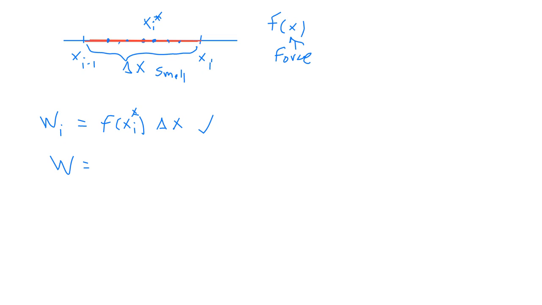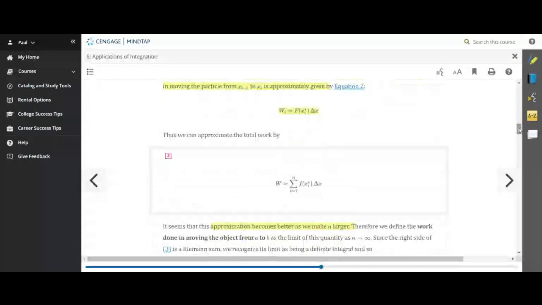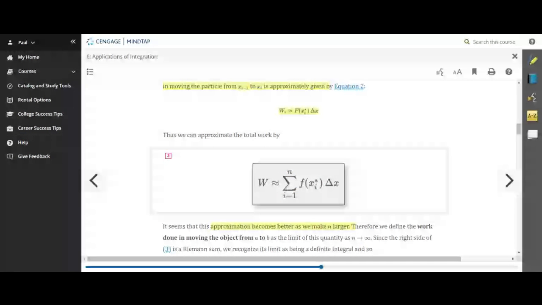And if you wanted the total work, you would just add up all the pieces of work along your interval from a to b. In other words, this would be how you would approximate the work. Are there any questions so far?